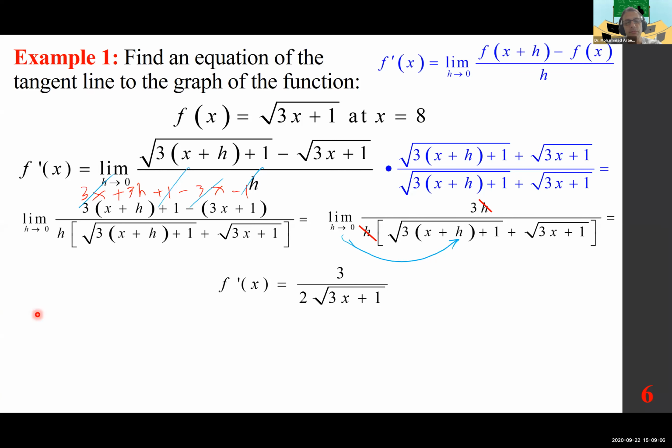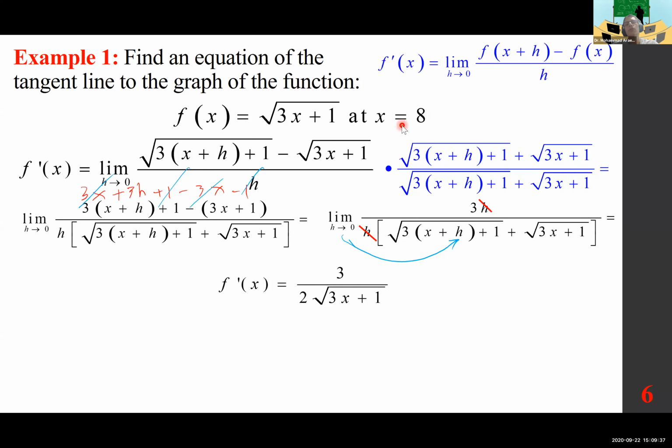Now, what happens next? It's very simple. You need two things to come up with the equation of a line. You need the slope and you need a point. So this is f prime of x. What is the slope? The moment you fix the x at any specific number becomes the slope at that point. So replace the x with 8. 3 times 8 is 24 plus 1 is 25, the square root comes out as 5, so 3 over 10. So that's your slope.